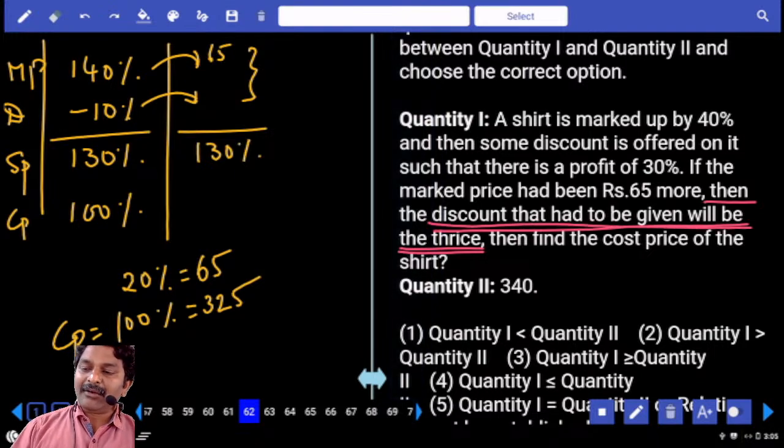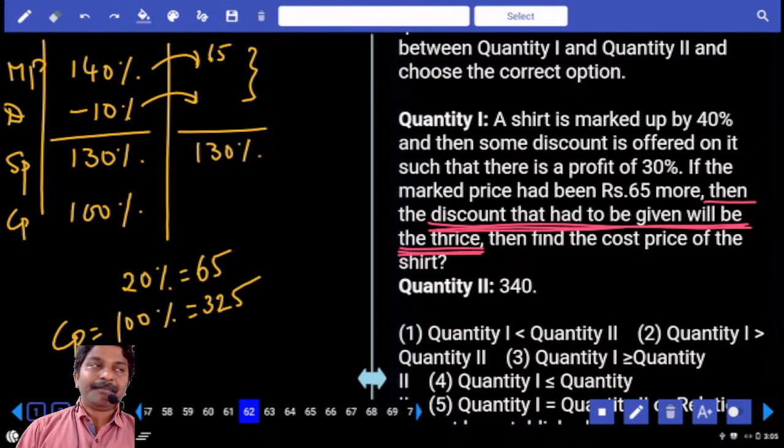The conflicting part here is just this statement: discount becomes 3 times of it. Earlier it was 10%, now it becomes 30%, so increased by 20%. Is it clear?